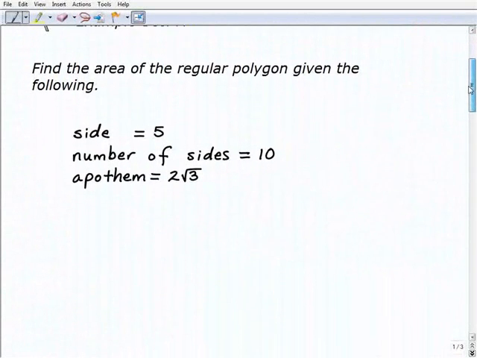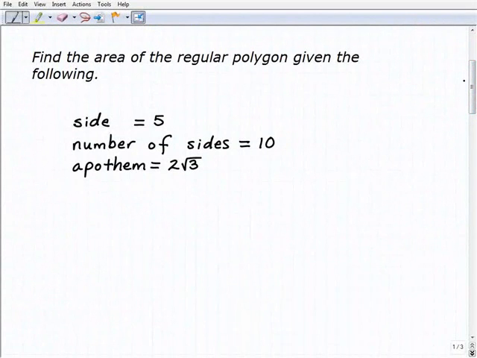And this first exercise is really just to get you comfortable using the formula we talked about in the lesson. And that was the area of a regular polygon is equal to 1/2 A times P, where A is the apothem and P is the perimeter.